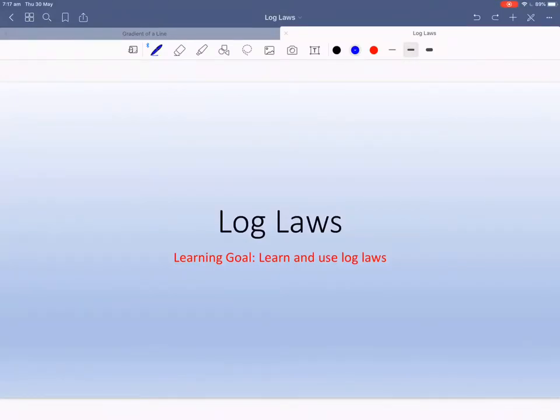Today we're going to look at log laws. Now there's a few of them. They're just like index laws, except they're log laws, and they have similarities because they're the reciprocal of one another. Indices and logs are the reciprocal of one another. So that's the title, learning goal, and let's move on.